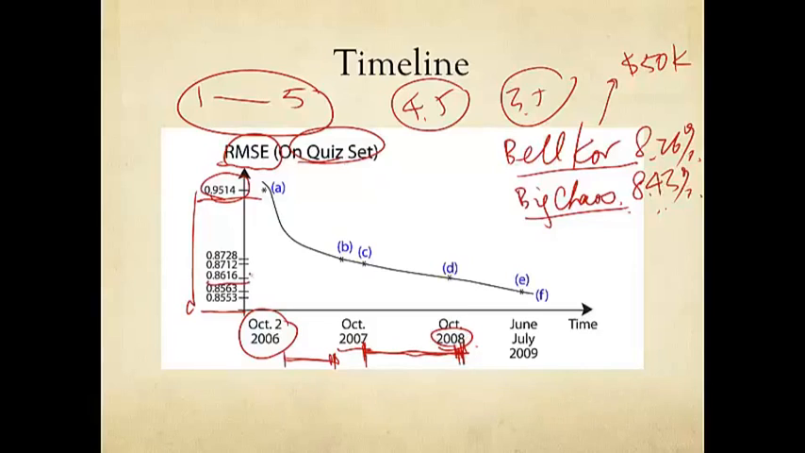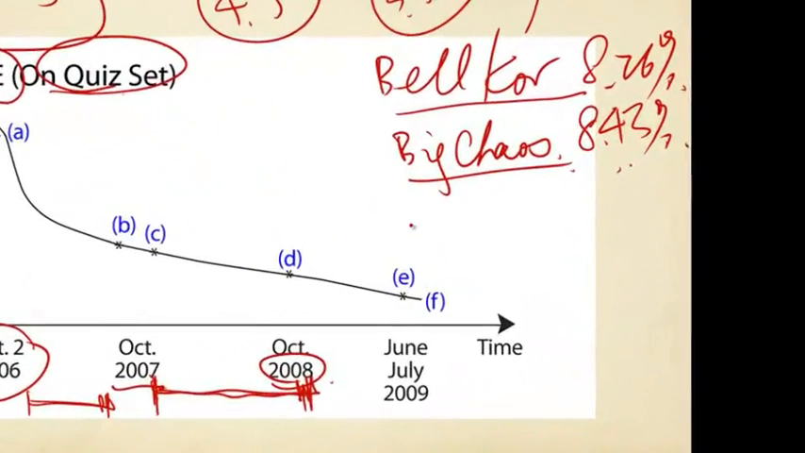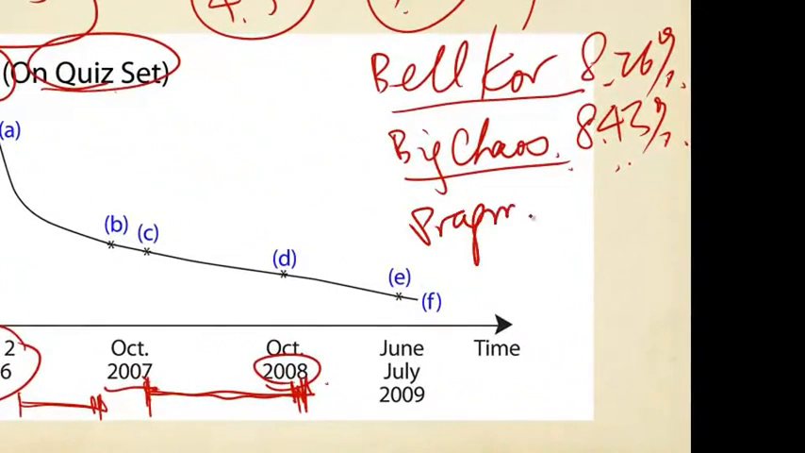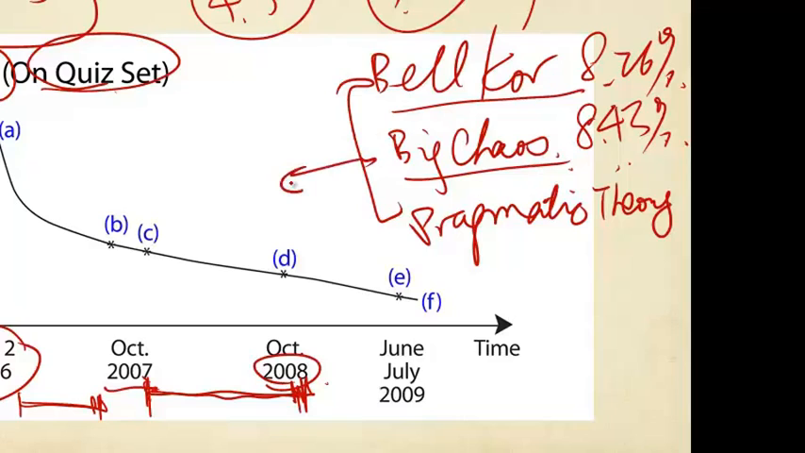And at that point, this RMSE gets down to 0.8616. And then it merged again with a team called Pragmatic Theory. So now these three teams become one team. It's called BellKor's Pragmatic Chaos. So grab one word from each of the original three composite teams.